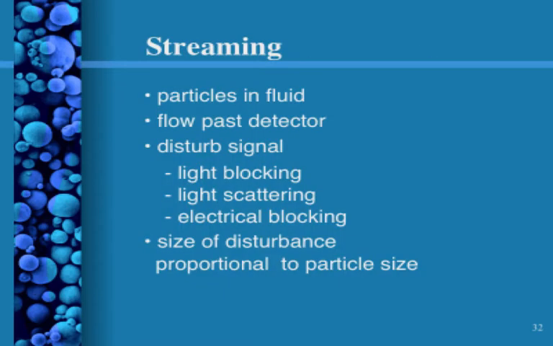So in terms of streaming, you have particles in a fluid, they flow past a detector, and they block off some of the light. Larger particles will block off more light than smaller particles. Using that principle, by measuring the detected intensity and how it changes with time, you can get a measure of particle size distribution just from blocking.